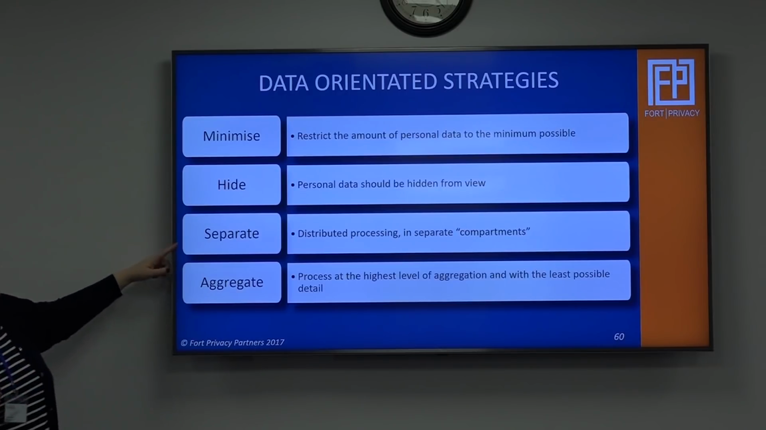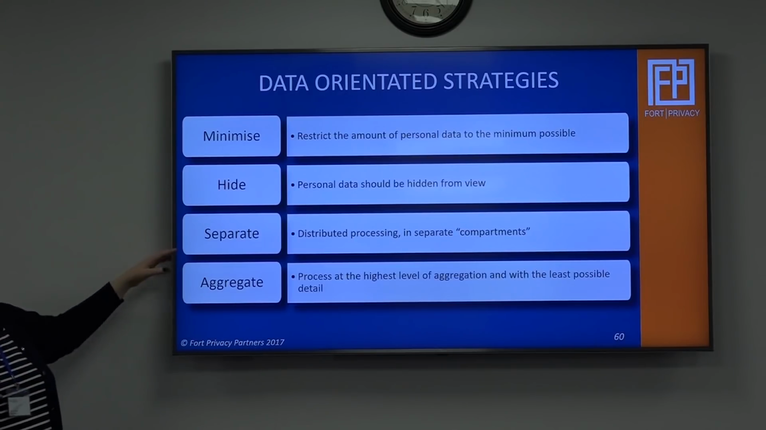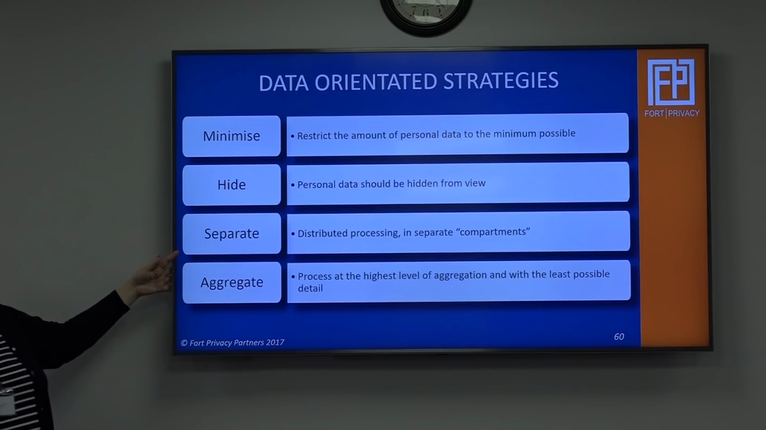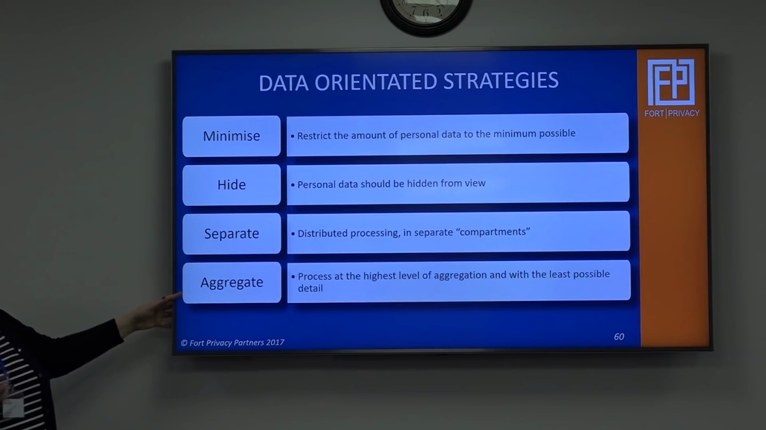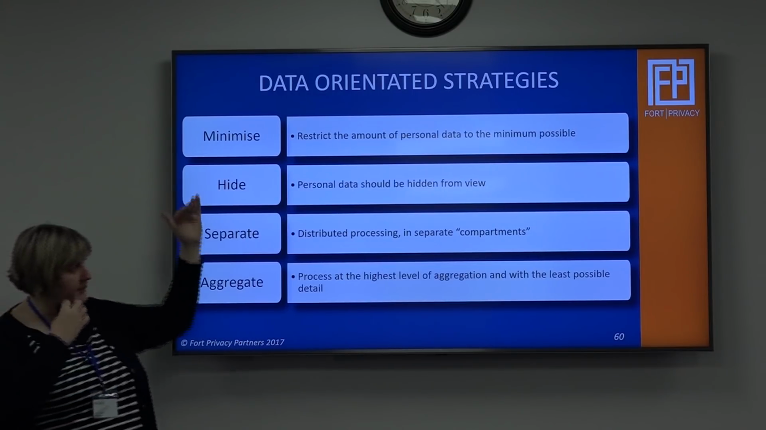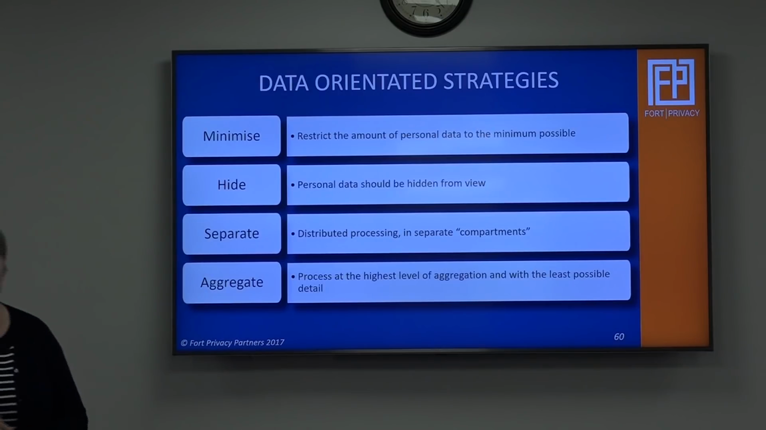Separate, that's distributing your processing, put it in separate compartments. I mean, the hospital is an obvious example of that. And then aggregate, processing at the highest level of aggregation and with the least possible detail. And smart meters would be an example of that. So when you collect data every 5 minutes from a smart meter, that granularity of information can tell you an awful lot about what's going on in a house.